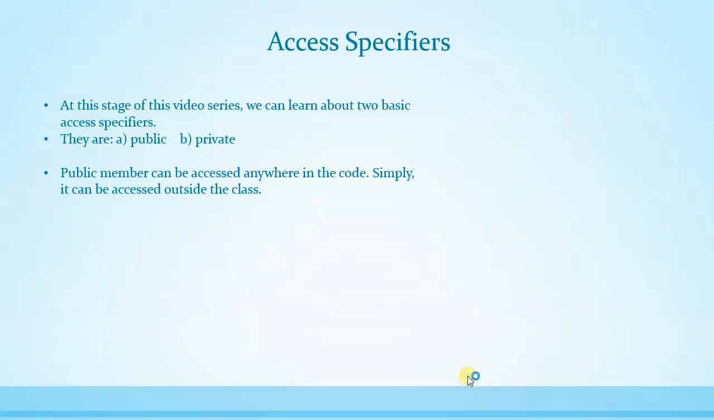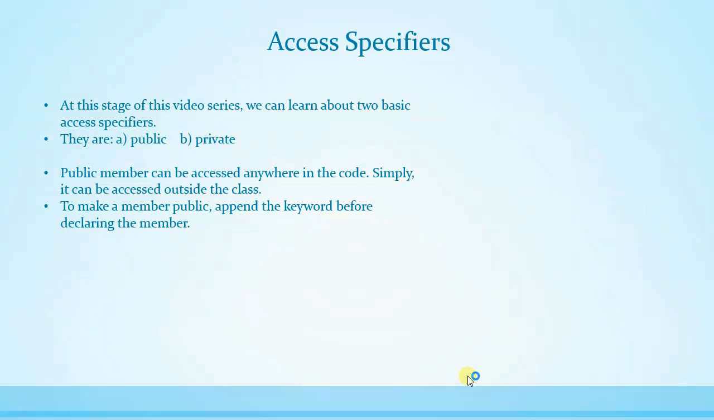We haven't seen inheritance so far. Just know that it can be accessed from an inherited class. It can be accessed from another class. So public means anybody can access the member. We can set this public attribute on a member variable as well as a member function.